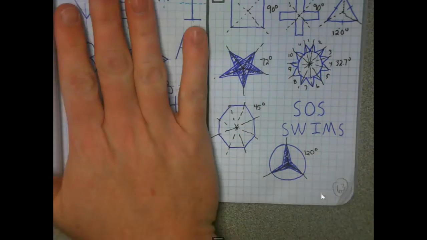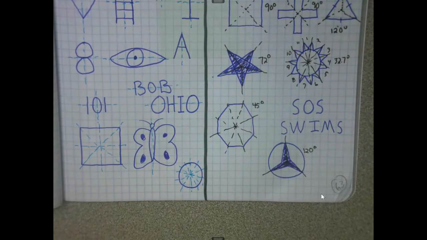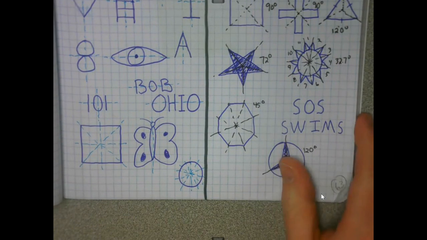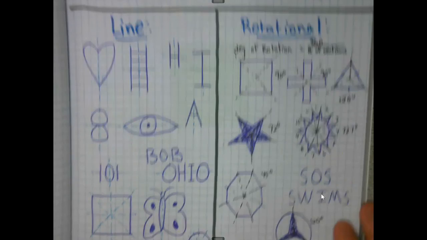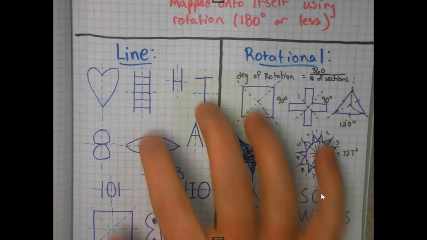So we have lots of line symmetry and rotational symmetry that we can look at. So you're going to have an assignment on big ideas over these types of symmetry.